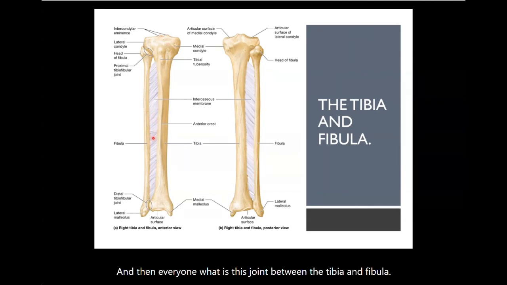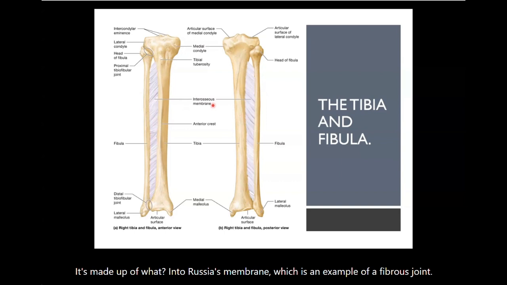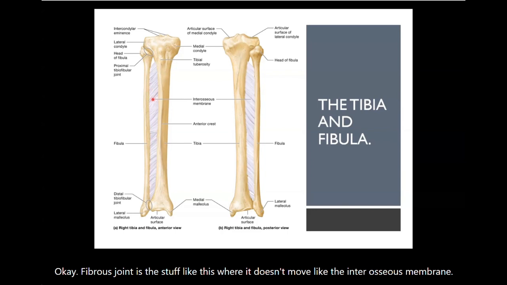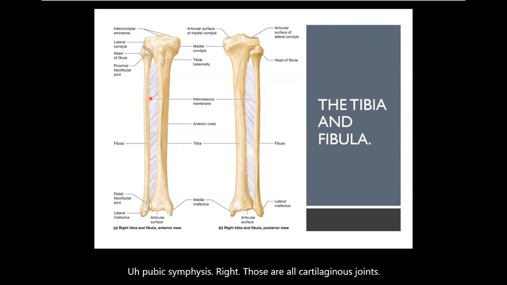And then everyone, what is this joint between the tibia and the fibula? It's made up of what? Interosseous membrane, which is an example of a fibrous joint, okay? Fibrous joint. So far, if you caught up, I've named 3 types of joints: fibrous joint, cartilaginous joint, and synovial joint, okay? A fibrous joint is the stuff like this where it doesn't move, like the interosseous membrane. Cartilaginous joints, we saw a lot of them: intervertebral discs, costal cartilage, pubic symphysis, right? Those are all cartilaginous joints.